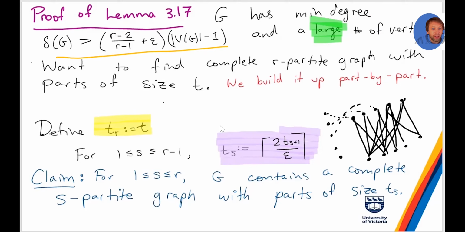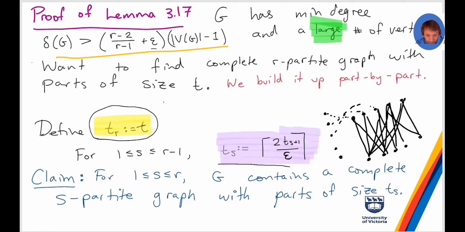Okay, let's do this properly though. So I'm going to define some numbers. The numbers are T sub S, where S is between 1 and R. I start by defining T_R to be T. This T is the size I want the parts to be at the end when I have R parts. And then for each S between 1 and R minus 1, I recursively define T_S to be 2 times T_{S+1} over epsilon.